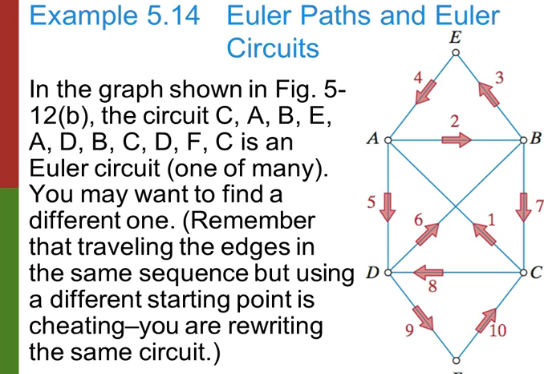In the graph shown below, we have an Euler circuit, one of many. If we want to find a different one, we have to do something different. So I'll do the same thing over again. And this looks like something we did when we were kids again, right? Trying to stop our sister.